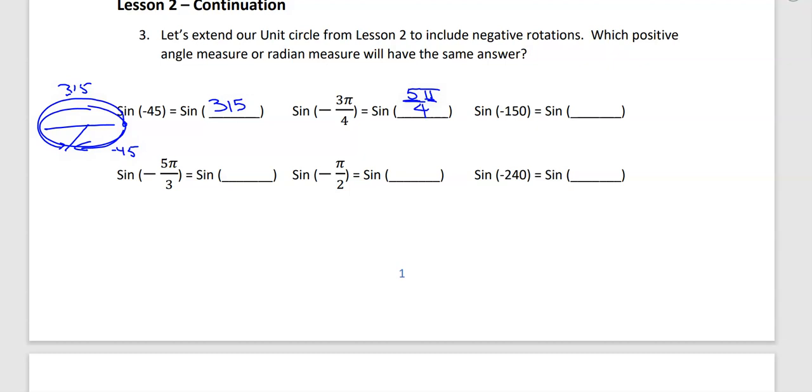Same thing with the second problem. If I am going this direction, negative 3 pi over 4, then how much do I need to go this direction to get the same angle? It's going to be 5 pi over 4. So go ahead and work on this as a group. Turn the video back on when you're done with problem 3 and problem 4.